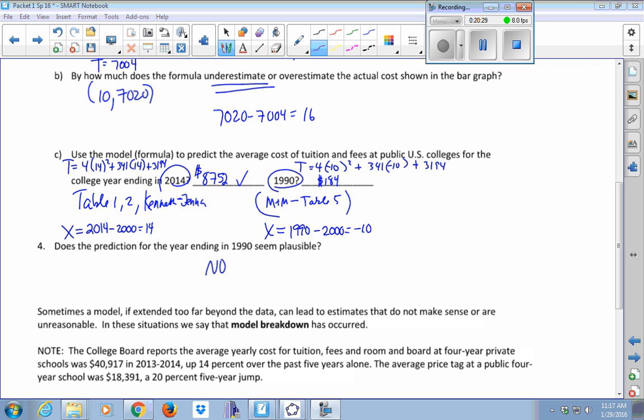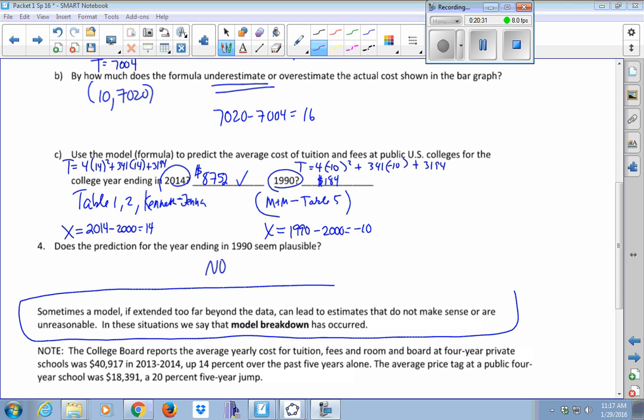Okay, so this is an important statement right here. You might need it for your project. Sometimes a model, if it's extended too far beyond your data set, either too far into the future or too far into the past, this is called extrapolation. That's the word we use, extrapolation. So when you go out extra into time, you can get estimates that do not make sense or are unreasonable. In these situations, we say we have model breakdown. The model is not good to use in the future or the past.